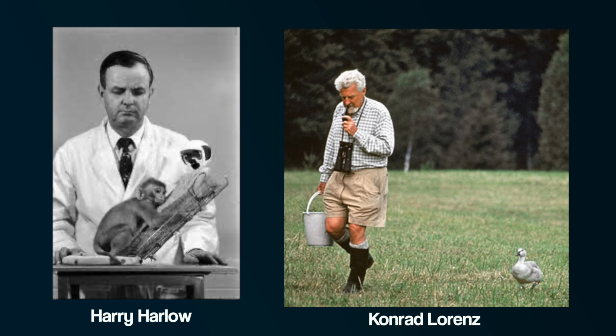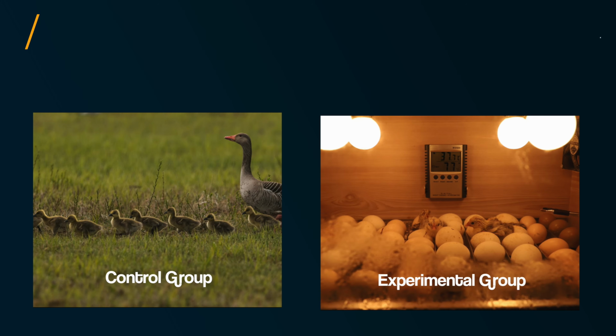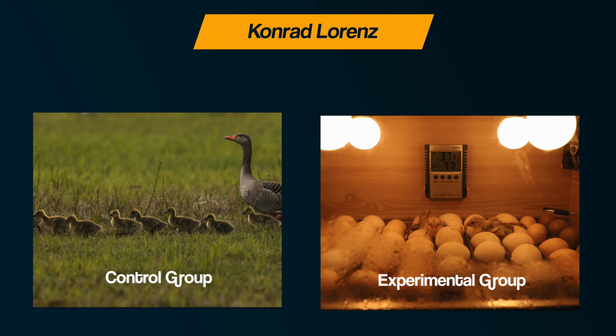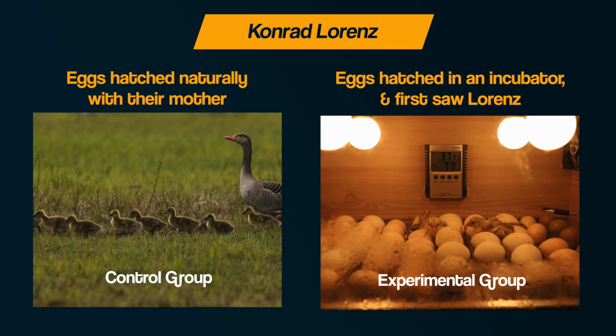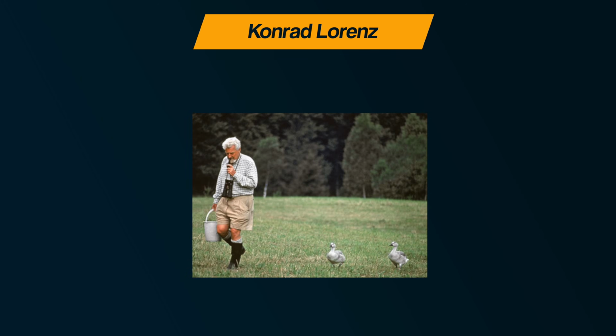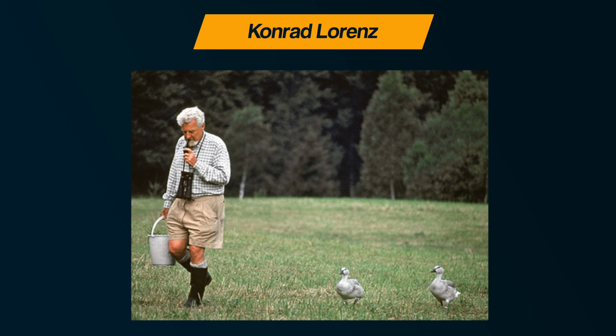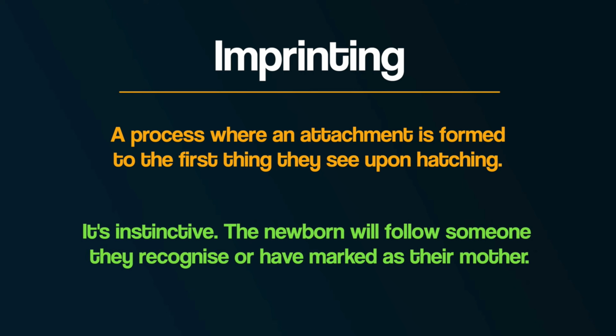Researchers like Konrad Lorenz and Harry Harlow conducted animal studies to explore the importance of early attachment between the mother and infant. Konrad Lorenz conducted an imprinting experiment by dividing greylag goose eggs into 2 groups, one hatched naturally with their mother and the other hatched in an incubator, and first saw Lorenz. He then recorded the behaviour of the goslings. He placed them under an upturned box, and when the box was removed, he found that the naturally hatched goslings followed their mother, whereas the incubated goslings amazingly followed Lorenz, demonstrating irreversible imprinting.